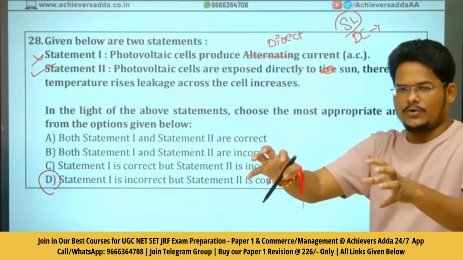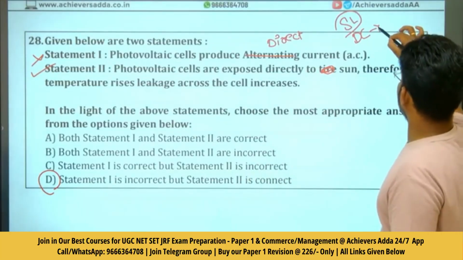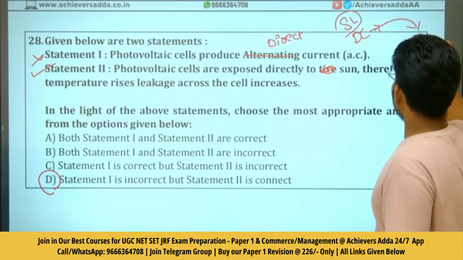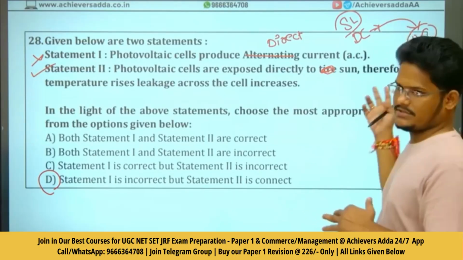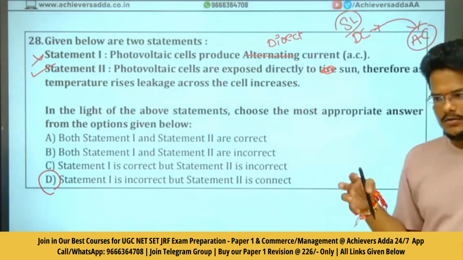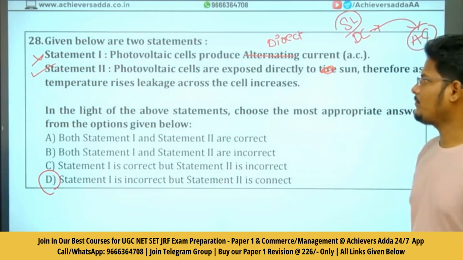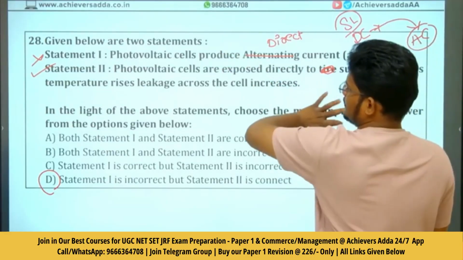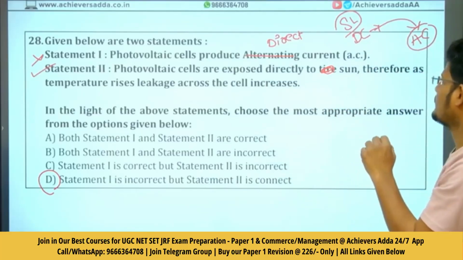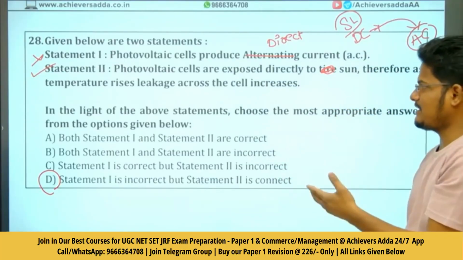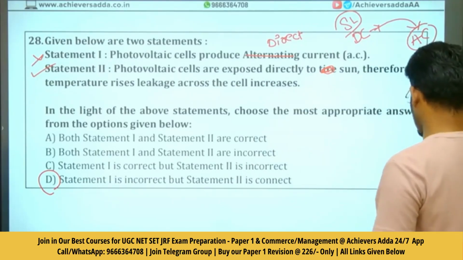Sunlight will be falling on the photovoltaic cells of the solar panel. It will be producing the direct current, and the direct current will be converted into alternate current for home consumption with the help of converters, like various transformers. So that's why this statement is wrong. It's direct, not alternate. These cells are exposed directly to the sun. Yes. Therefore, as the temperature rises, the leakage across the cell increases, which will be producing the DC, direct.